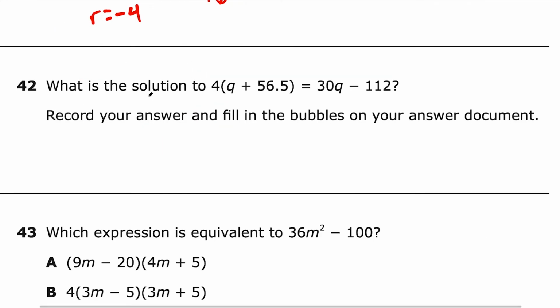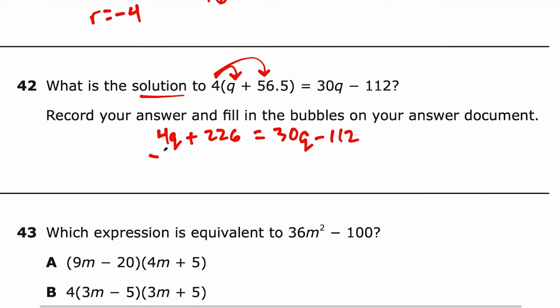Question 42, we want to know what is the solution to this equation here. So what we could do is we could send this 4 through. We're going to distribute first to get rid of that parentheses. So we're going to have 4q plus 4 times 56.5 is 226. And now we have this equal to 30q minus 112.